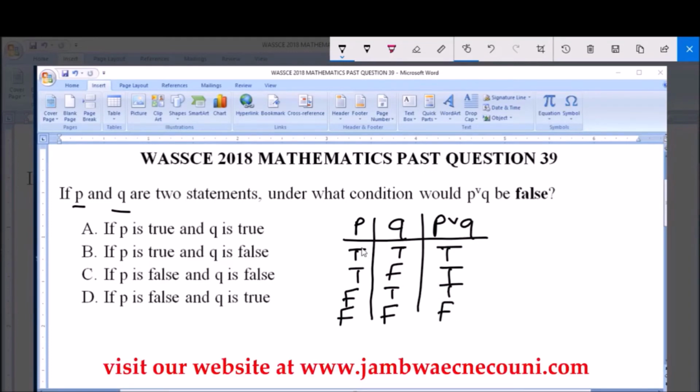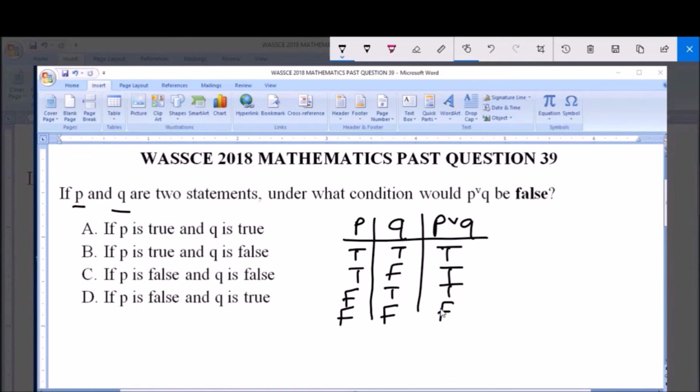Now this means that when P is true or Q is true, it is true. When P is true or Q is false, it is also true. When P is false or Q is true, it is also true. When P is false or Q is false, then the statement is false. So now you see that P or Q is only false when P is false and Q is false.